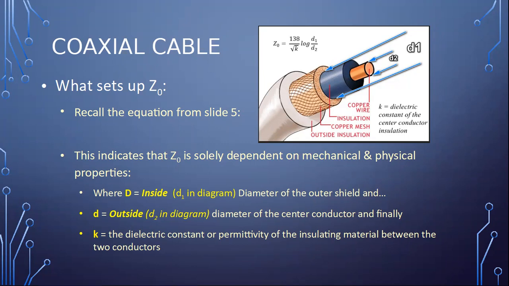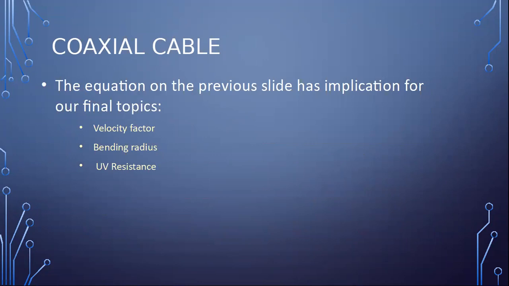hit the slide there, Frank. Let's see where we're going to go from here. Nope. So let's look at the velocity factor, bending radius, and UV resistance in the direct barrel. We could take this home.